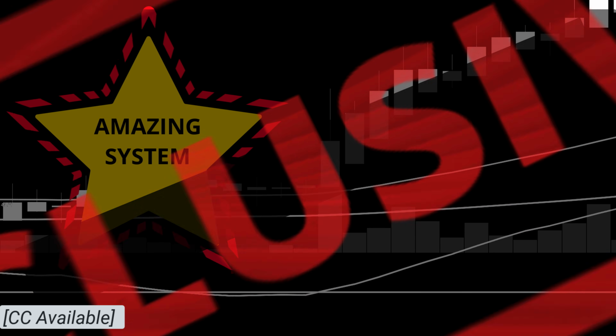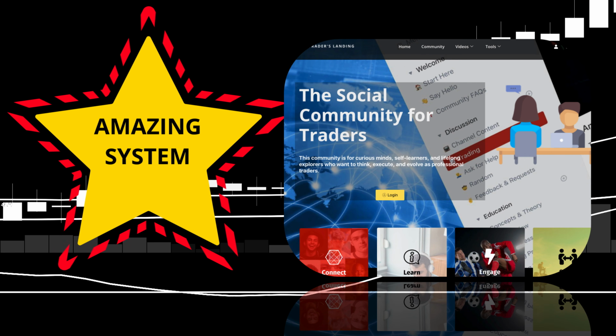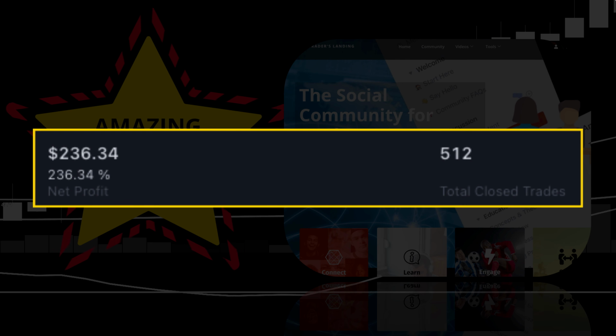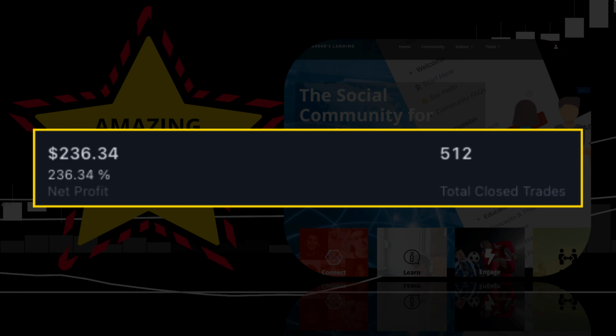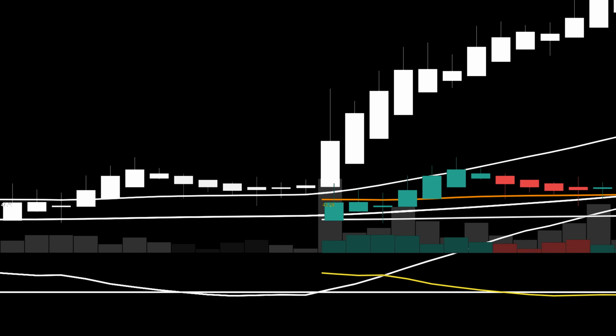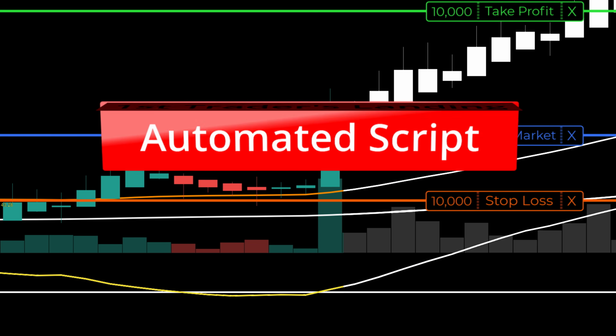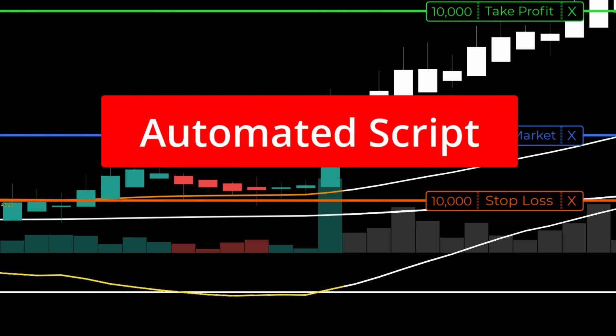Hey now, I'm back with another exclusive trading system developed by a Traders Landing community member that created an insane profit over a series of 512 trades. This system, which can be traded manually, has been released as the first Traders Landing automated trading script for our community members.